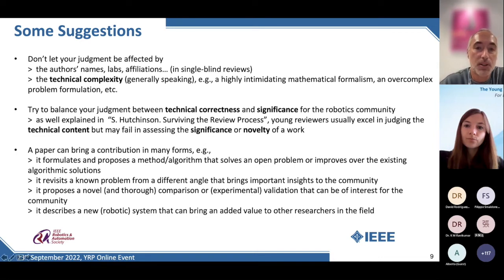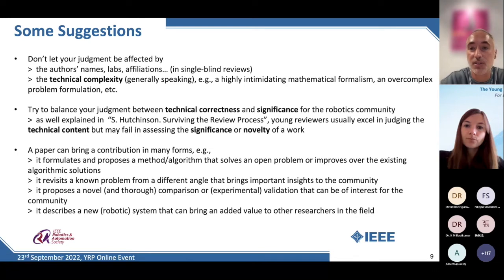Also another point which is hard, I completely agree, especially again for young people: you should always try to find the balance between the technical correctness and the significance of the work for the community. This is explained very well in the survey that I had in my first slide by Seth Hutchinson. In general, young reviewers are very good at judging the technical content.